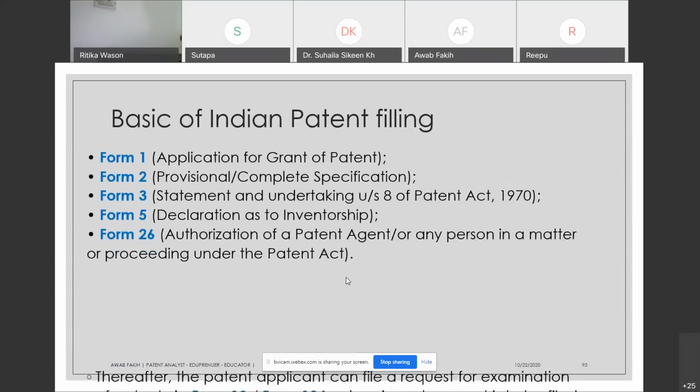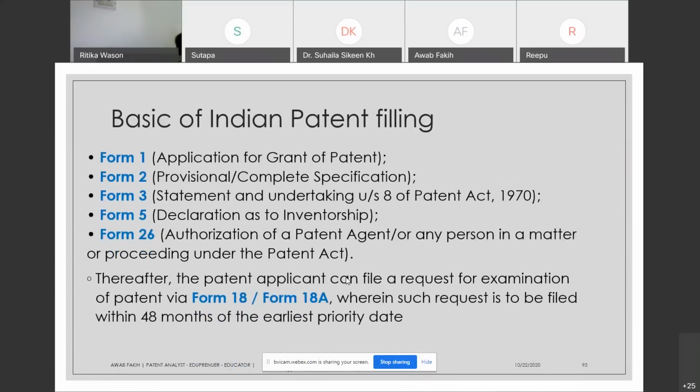Basics of Indian patent filing, my dear friends. Anyone who wants to know which are the forms to be used in the Indian Patent Act? These are the following forms which are required: Form 1, Form 2, Form 3, Form 5, Form 26. Form 1 is the application for the grant of patent. Form 2, either a provisional or a complete specification. Form 3, statement and undertaking. Form 5, declaration as to inventorship. Form 26 is not compulsory. Form 1, Form 2, Form 3, and Form 5 are compulsory.